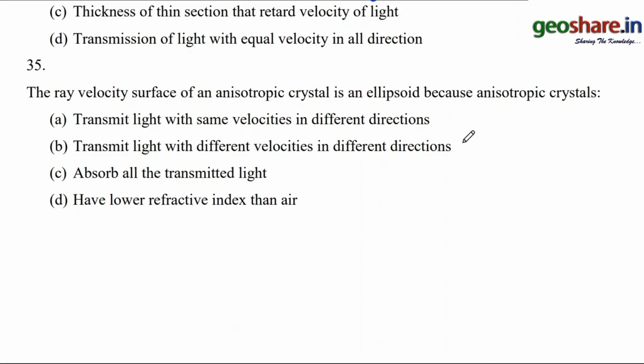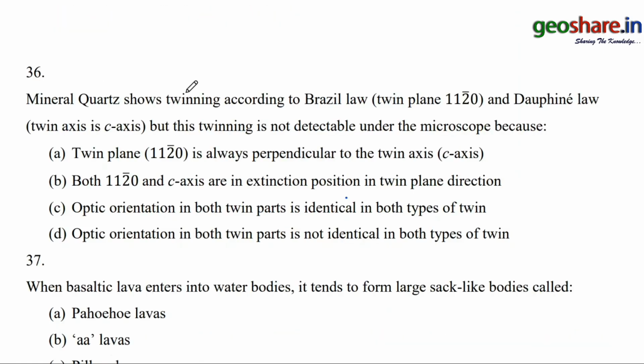B. Because the anisotropic crystal transmits light with different velocity in different directions. Mineral quartz shows twinning according to Brazil law, twin plane 11-20, and Dauphiné law, twin axis is C axis. But this twinning is not detectable under microscope because optic orientation in both twin parts is identical in both types of twin.